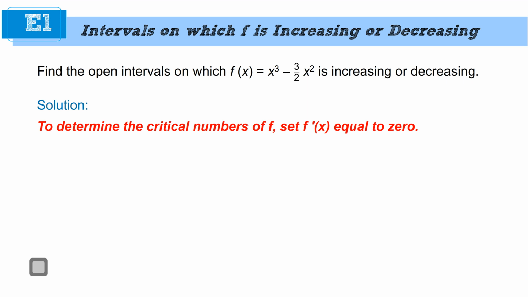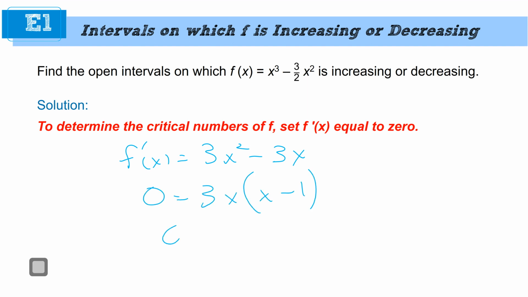Critical numbers, where are they? 0 and 1. Isn't that boring? Let's see. F prime of x is equal to 3x squared minus 3x. So 3, oh, look at that, 0 and 1. So it equals 0. Critical numbers at 0 and 1. Okay, so what happens at 0 and what happens at 1? Or I should say, what probably happens at 0 and what probably happens at 1.